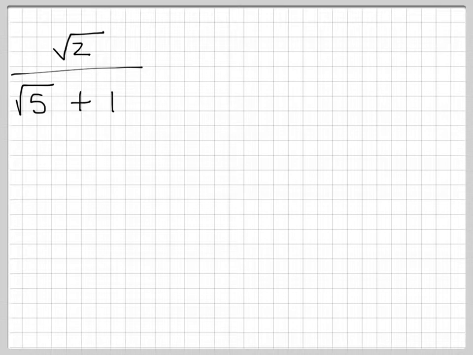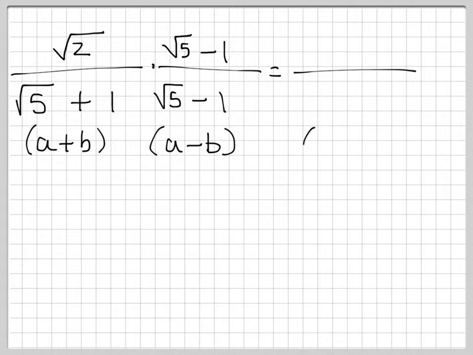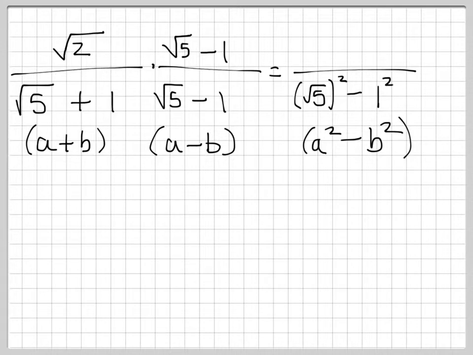So again, this is going to be like our A plus B, and since we have a radical, we're going to need to do some work. We're going to need to multiply by A minus B, and so that's radical 5 minus 1, radical 5 minus 1. And when you do that, on the bottom you get A squared minus B squared, and so you get radical 5 squared minus 1 squared. And on the top you get radical 2 times radical 5 minus 1.